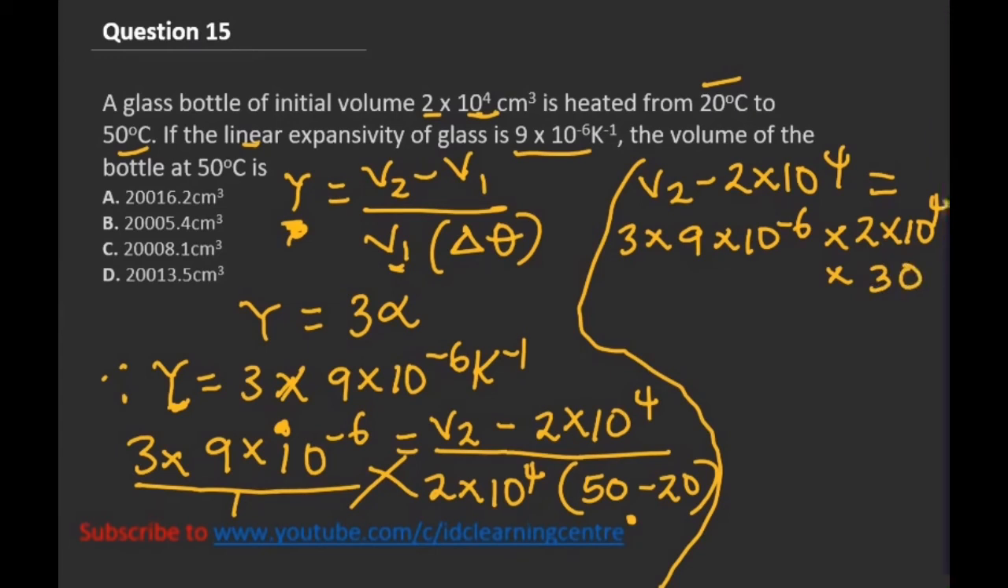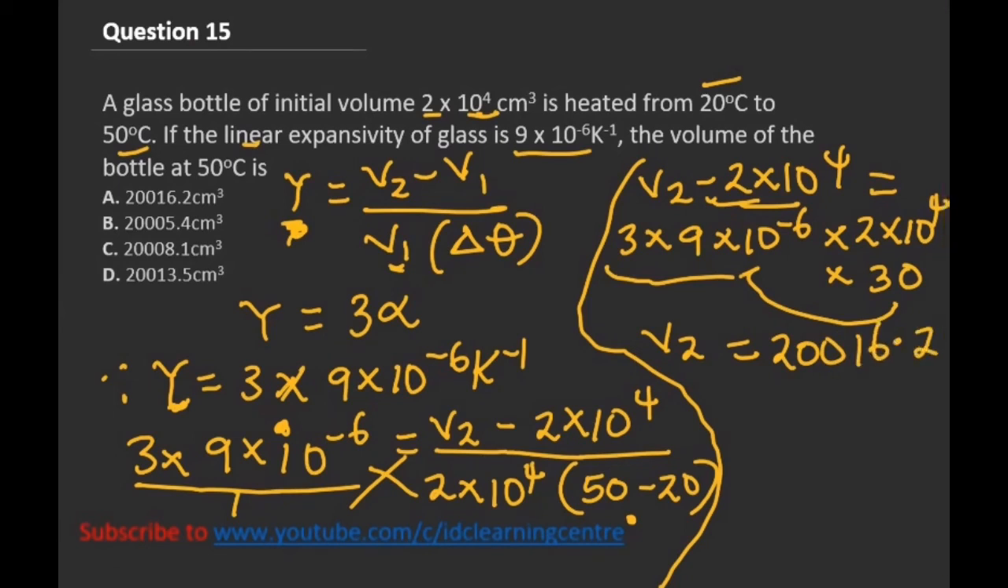Now, to get V2, you have to multiply everything here and divide them by this. So V2, if you do that, you get 20016.2 centimeter cube as your answer. Please take note of that. You can go back a bit and just follow the instruction the way I've said you should do.